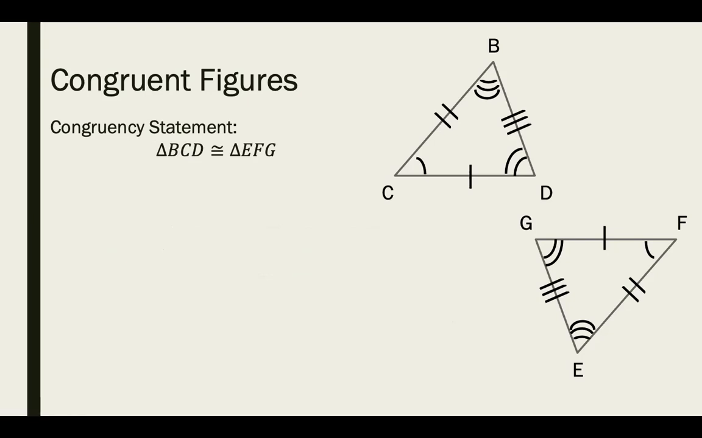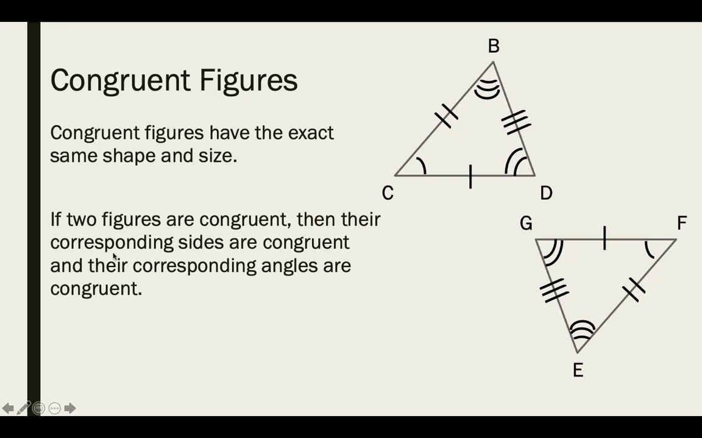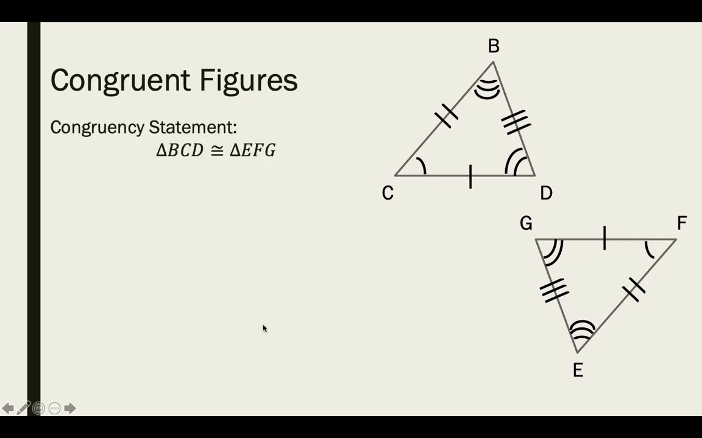So in our previous part, we talked about how the corresponding sides are congruent and the corresponding angles are congruent. Those congruent parts are going to match up in our congruency statement. For example, B comes first in triangle BCD, and we see that B has three arcs. If we write out BCD is congruent to EFG, that means angle B and angle E will be congruent. And you can see that they are both marked with three arcs.